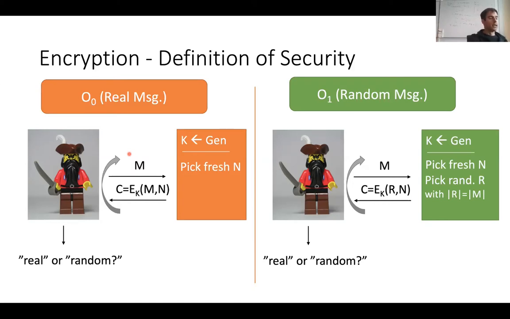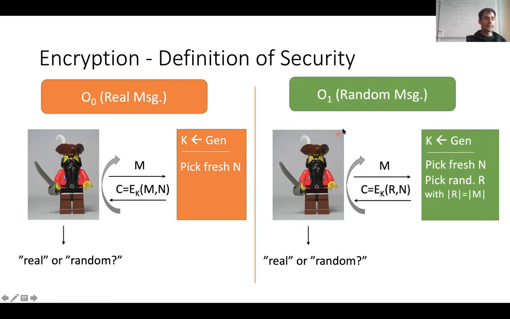Great. So the adversary has chosen this message, and now the box has picked this nonce. Nonce stands for number used once, and the box returns an encryption under the key of this message. Great. The adversary can do this multiple times. So now let's look at the right side.